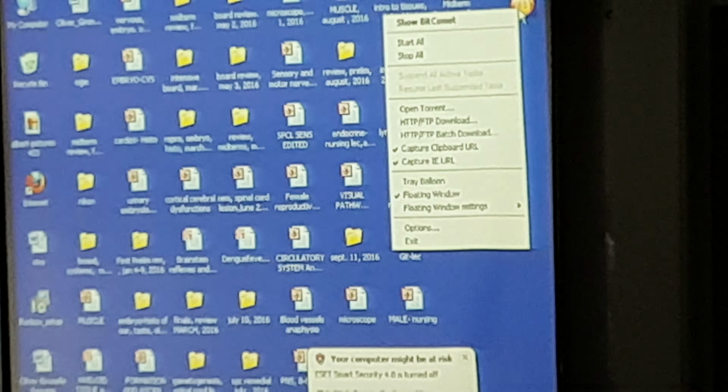Siguro mas masarap doon, ano? Kasi dito, branch na lang yung dito eh. Saan ba ang main yan?